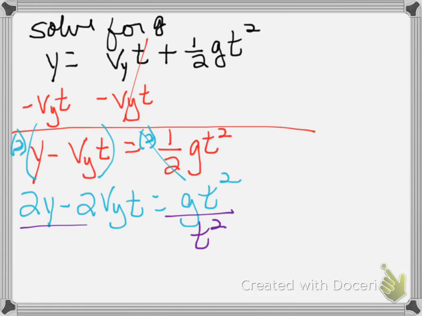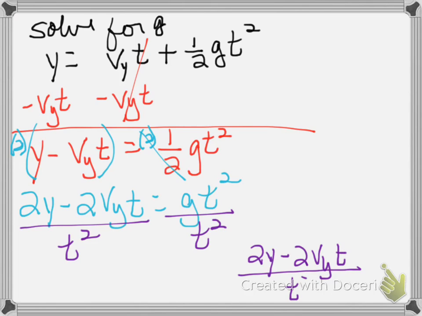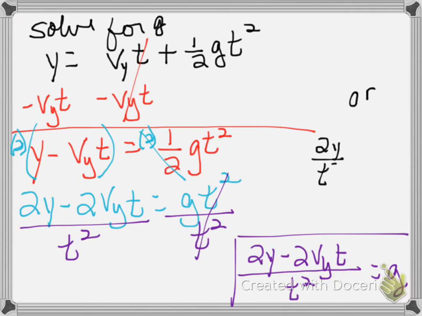And then I'm going to divide both sides by t sub 2. Now, you could have divided each term on the left side by t sub 2, and it could also look like this. That is the same thing as that.